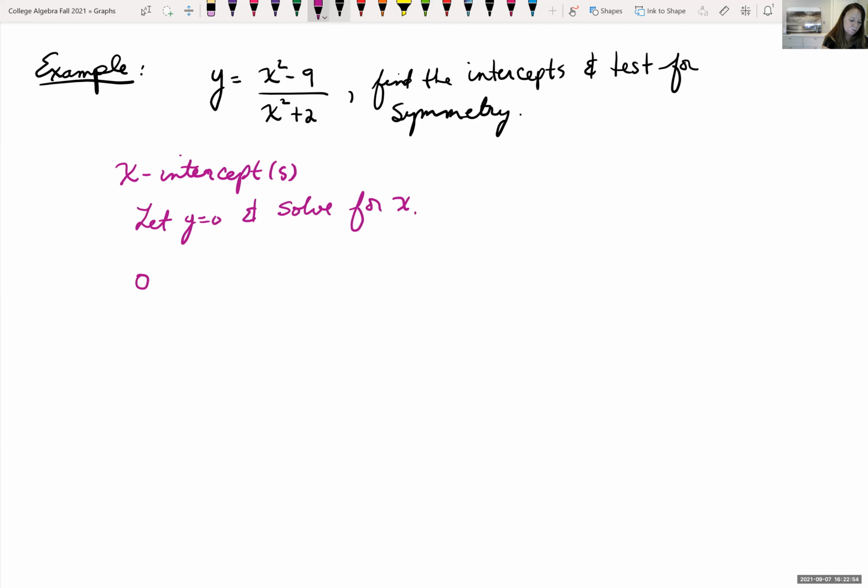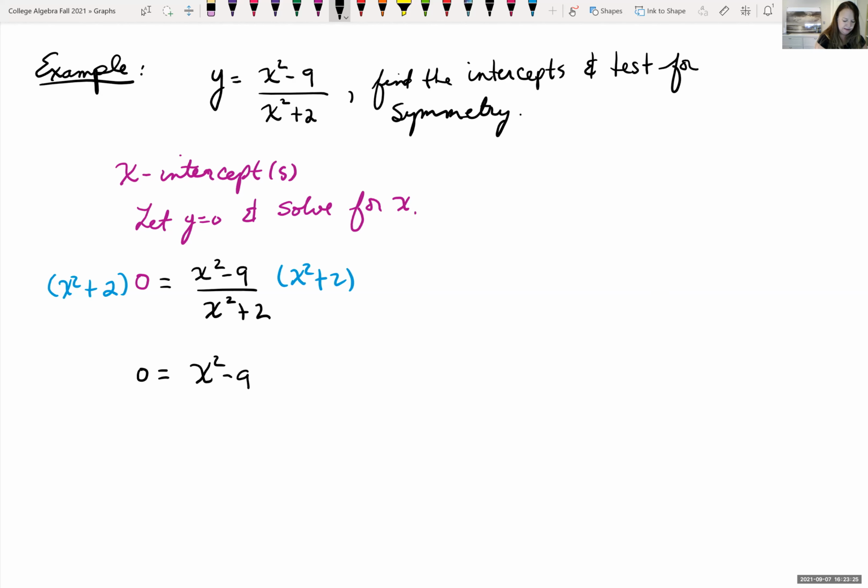So if I plug in 0 for y, this is equal to 0 is equal to x squared minus 9 all over x squared plus 2. I notice that I can clear my fraction by multiplying both sides by x squared plus 2. Well, anything times 0 is 0. So we have 0 is equal to x squared minus 9. I have a difference of 2 squares, so I notice I can factor that. I could have solved that using the square root method also, and we should get the same results, where we get x is equal to positive 3 and x equals negative 3.